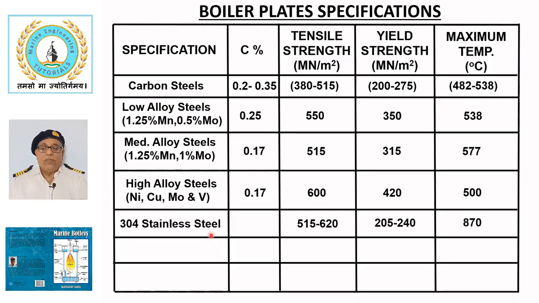304 stainless steel. 304 stainless steel with 18% chromium and 8% nickel is a versatile and widely used grade. Has average yield strength of 225 meganewton per meter square at maximum temperature of 870 degrees Celsius. They provide excellent formability, corrosion and oxidation resistance in superheaters.